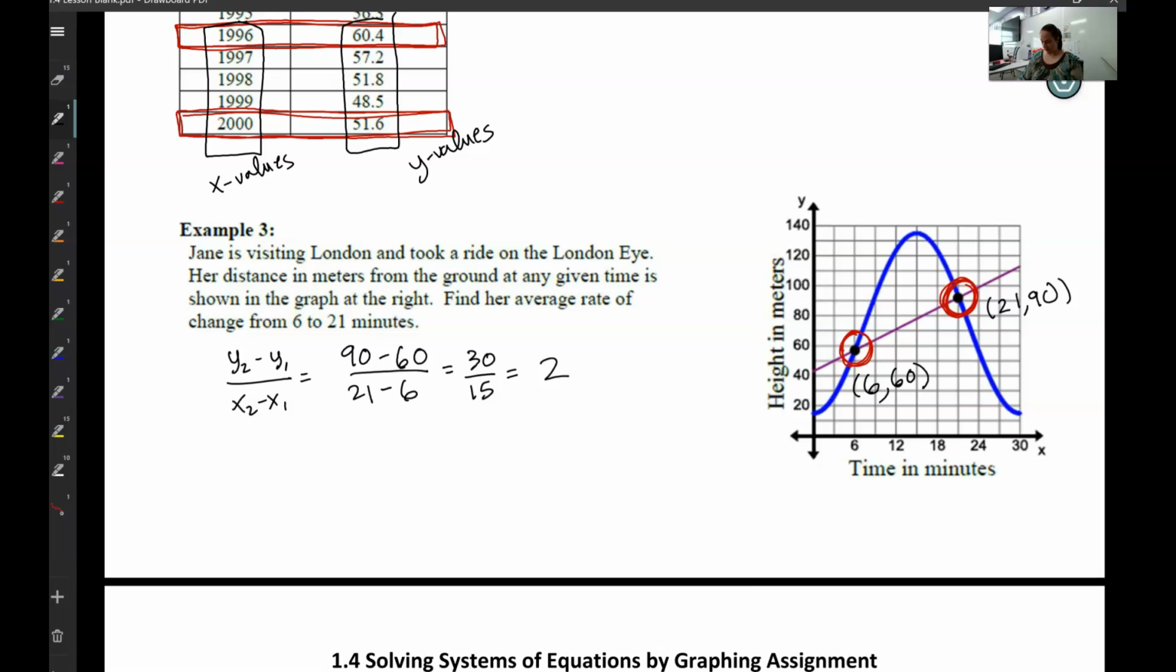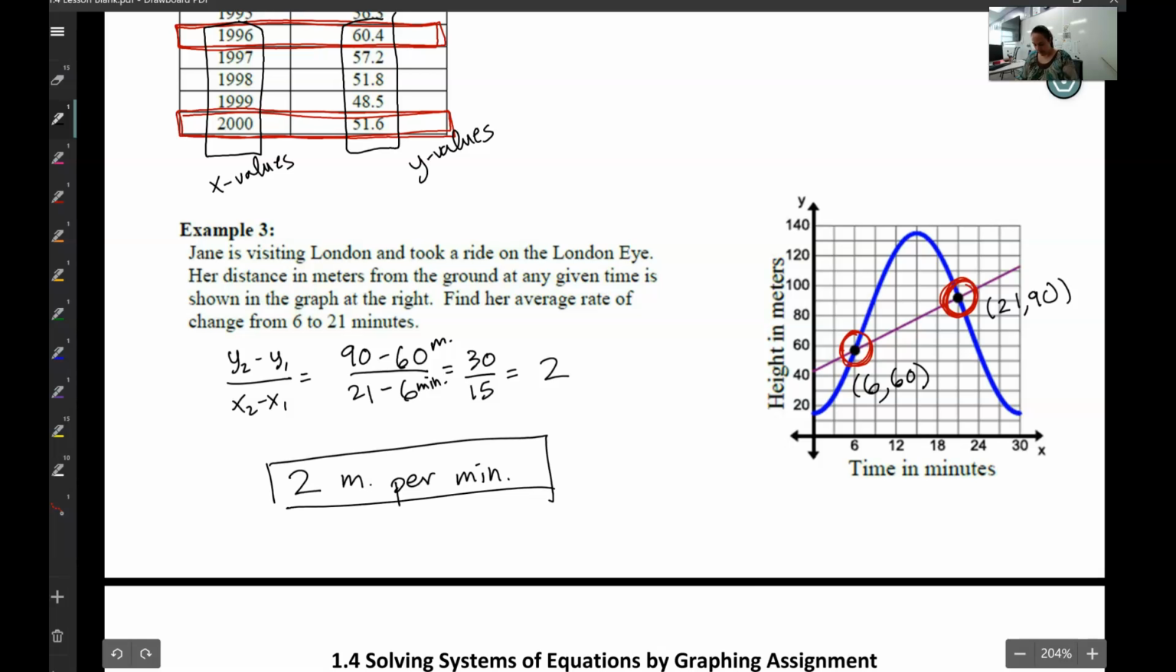Now, one other thing about this last problem. This is a story problem, which means I need units in my answers. So if I look at this, the 90 and 60 are in meters. I can tell from the graph right here. The 21 and the 6 are minutes. So when I write my answer, I'm going to have the numerator, units, meters, have this magic word per, which means divide, and then the second unit, minutes. And that's my final answer.